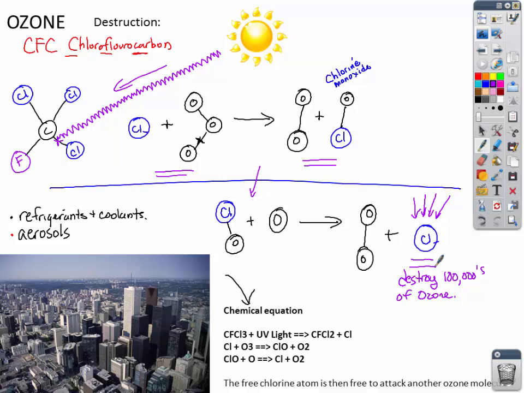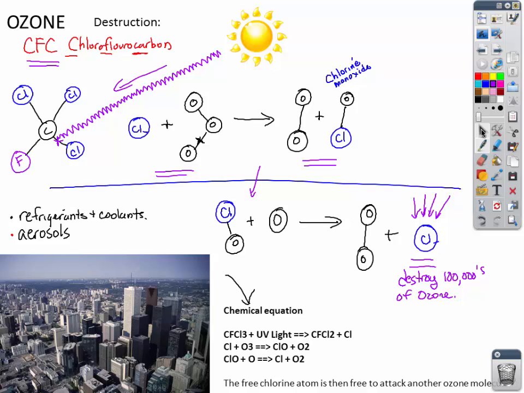That's a real big problem here with CFCs: when a free chlorine is up there, it can destroy hundreds of thousands of ozone molecules. We saw that ozone will form naturally, but the rate at which ozone is destroyed is greater than ozone formation. So, literally, a hole in the ozone layer from the use of these CFCs in the 1950s, 60s, and 70s.